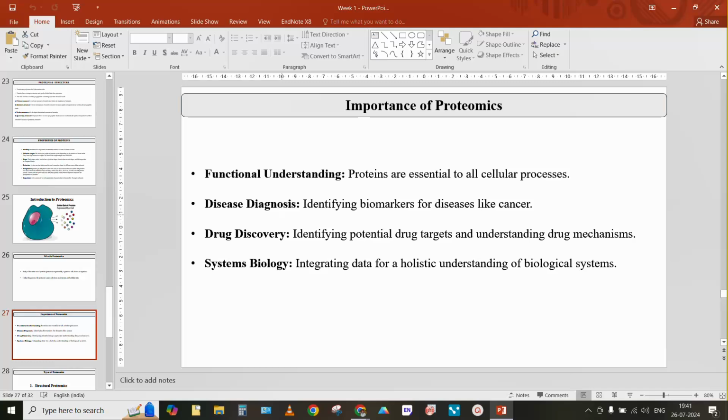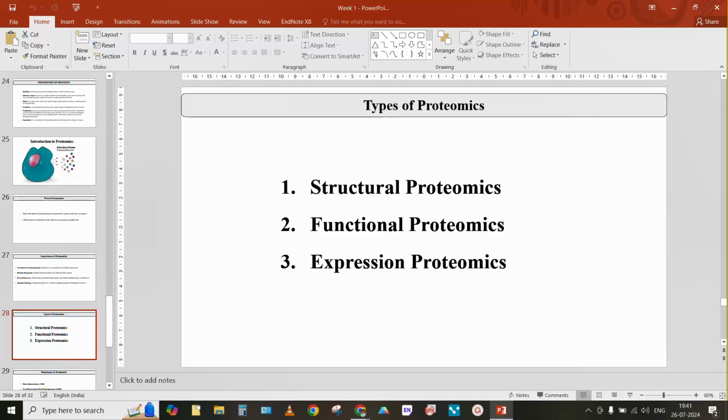And the last importance of proteomics is systems biology. Proteomics is a key component of systems biology, which integrates data from genomics, transcriptomics, metabolomics and other fields to understand the complexity of biological systems. Next are the types of proteomics: structural, functional, and expression. We will cover them one by one now.